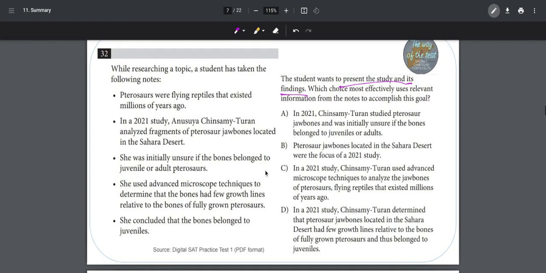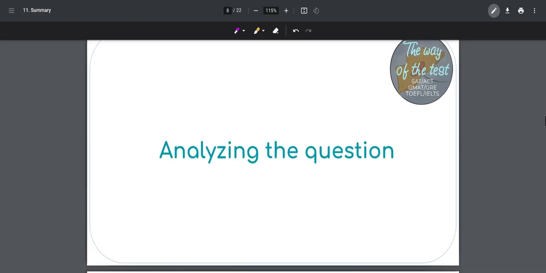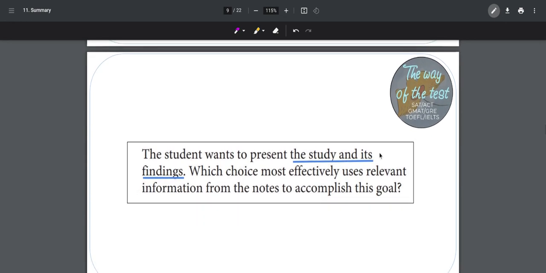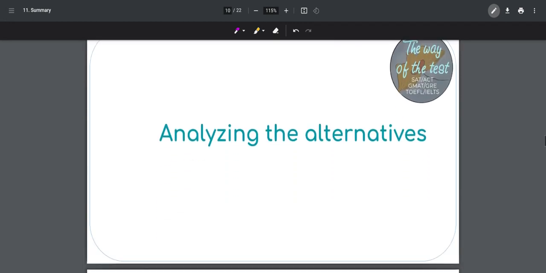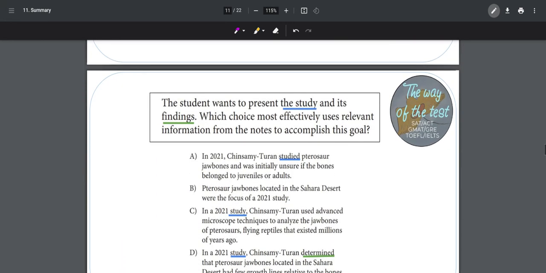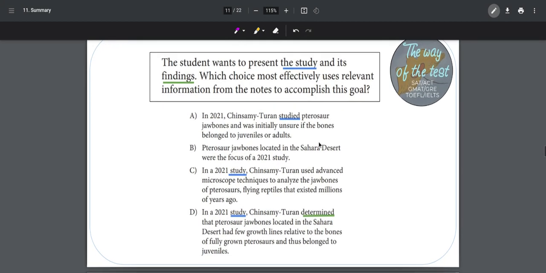Okay, so we are going to analyze the question. We want the study and its findings, which means we want the alternative to have the study and the findings. We don't just want it to have the study, we don't just want it to have the findings, we want it to have both. So the first thing we do is analyze the alternatives. So we want the study and the findings, right?